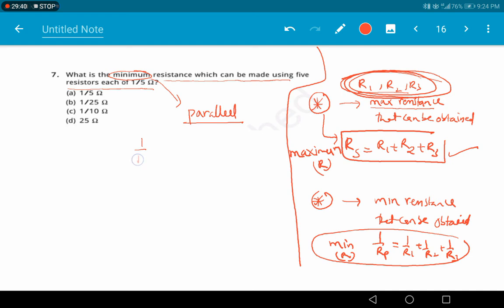So 1 by Rp is equal to 1 by R1 plus 1 by R2 plus 1 by R3 plus 1 by R4 plus 1 by R5. Each resistance is the same, is it? So 1 by 1 by 5.